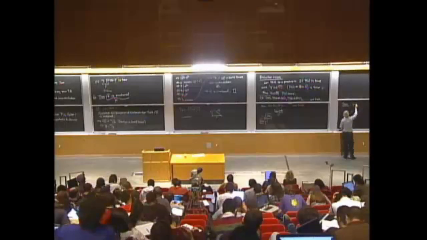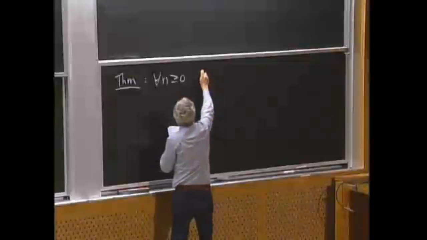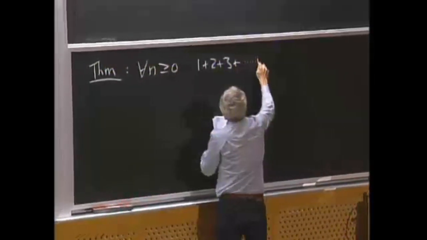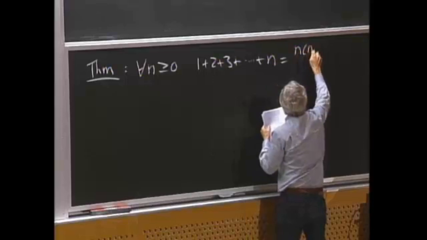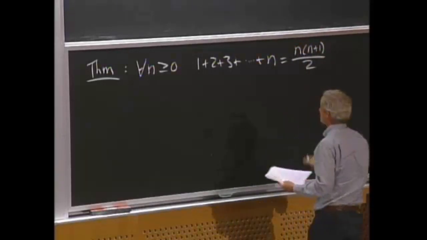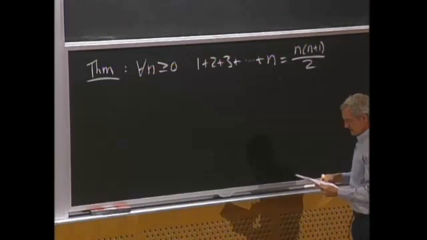Let's do a simple proof using induction. So let's prove that for all n bigger than or equal to 0, again, natural numbers, that 1 plus 2 plus 3 plus ... plus n equals n times (n plus 1) over 2. This is actually a useful thing to remember. We're going to use this identity all term.